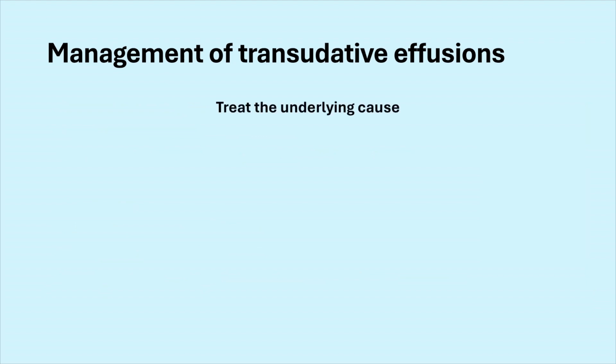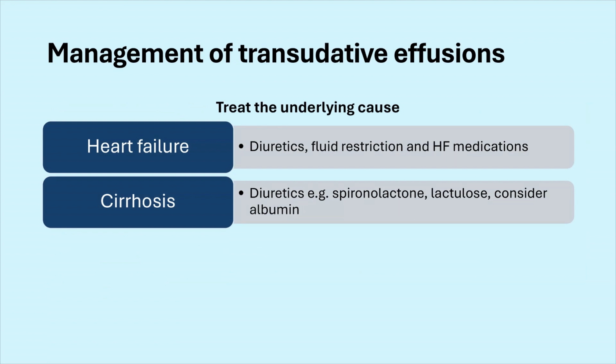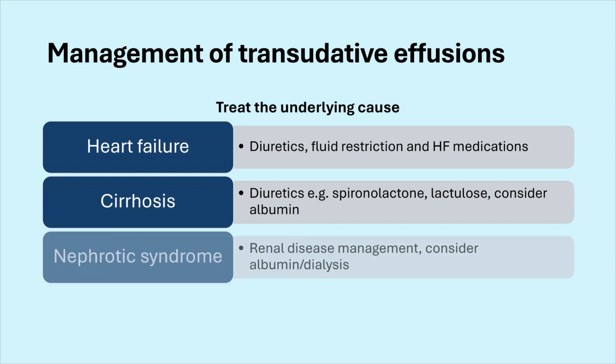The main goal is to treat the underlying cause. If it's heart failure, you treat it with diuretics, or consider fluid restricting the patient and starting them on heart failure medications. If it's due to liver cirrhosis, again, you can give diuretics. Gastro people love their spironolactones, so spironolactone and sometimes lactulose. And you can also consider albumin, because these people also have low albumin in their body. Again, with nephrotic syndrome, you want to treat the renal disease, whether it be having dialysis due to excessive fluid overload or considering albumin. But these decisions, again, are specialist-driven.